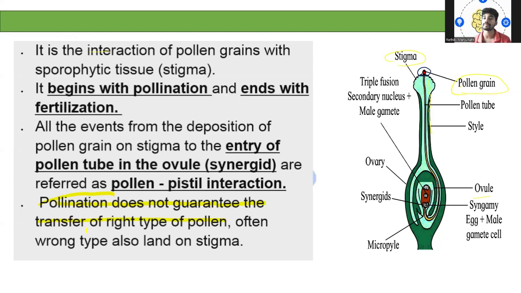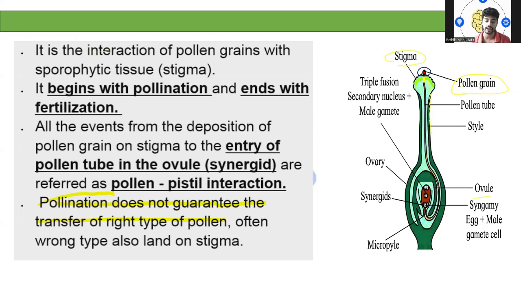No. What happens is, there are certain receptors on the stigma. Once the pollen grains come and sit on the stigma, these receptors are going to recognize them.